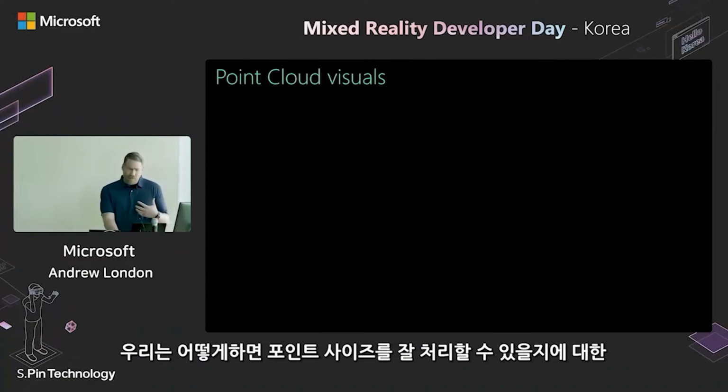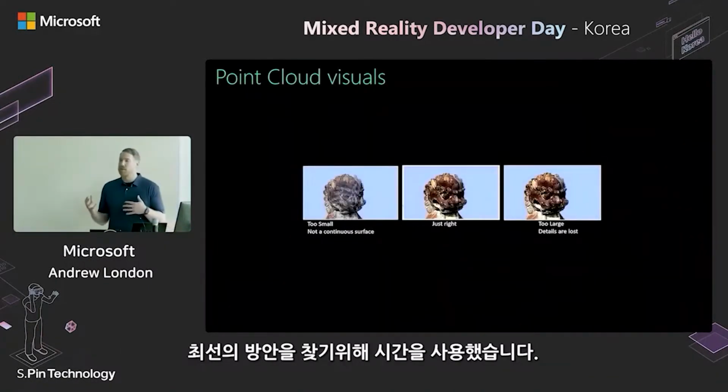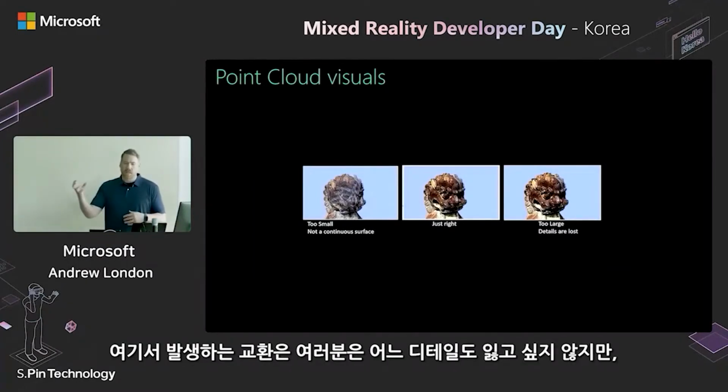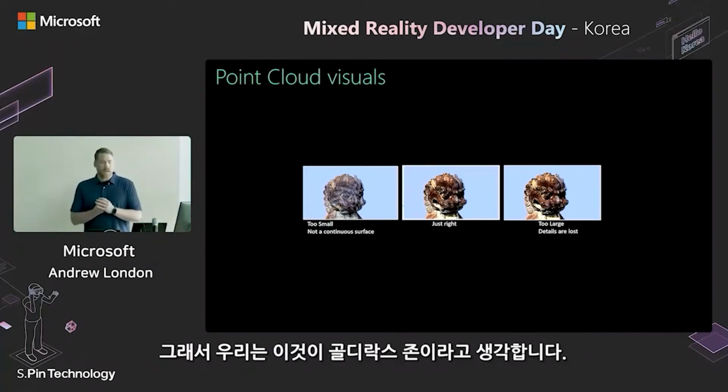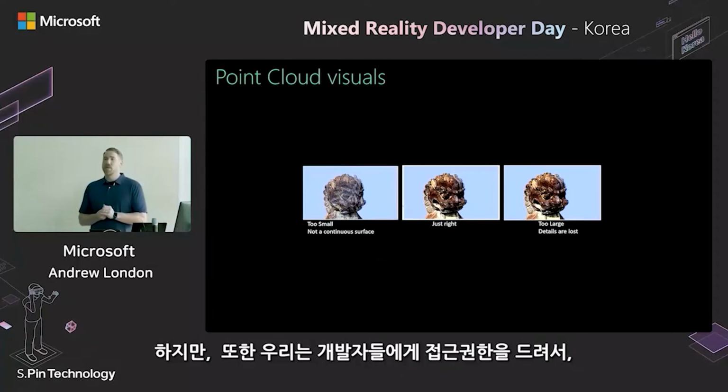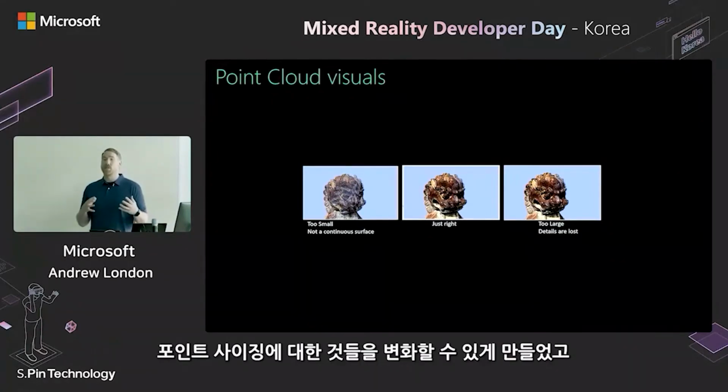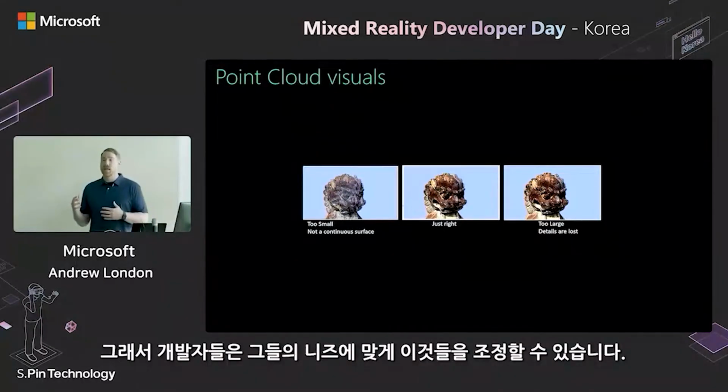We spent a lot of time figuring out the best fit for how to handle point sizing for near and far field representation, right? The trade-off here is you don't want to lose any detail, but you want to provide something that gives you a continuous seeming visual surface, right? So we've found what we think is kind of the Goldilocks zone there, but we've also given developers access to be able to change those point sizing, right? So they can implement how they see best fit for their needs.